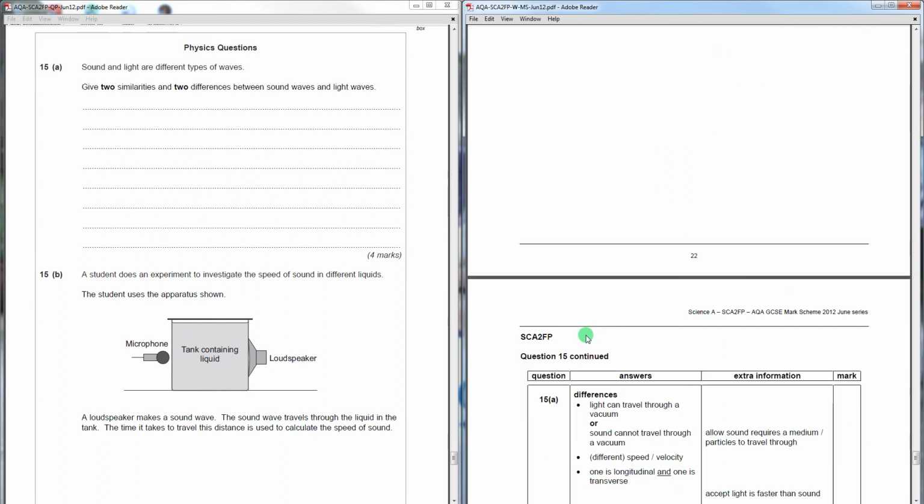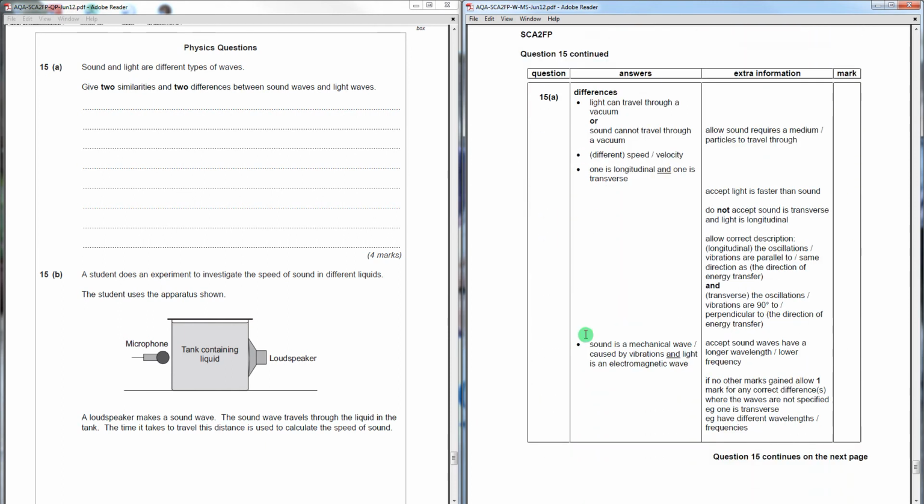So the differences then is somewhat easier. The obvious one, I think, is that light can travel through a vacuum, and sound cannot travel through a vacuum. You may have seen in Key Stage 3 in Year 8 a demonstration with a bell jar. You pump the air out of the bell jar, you can't hear the bell ringing anymore inside it. They have vastly different speeds or velocities. Sound travels about 330 meters per second in air, and light about 300 million meters per second, so light is considerably faster, and you don't need to remember the numbers necessarily. It says except light is faster than sound.